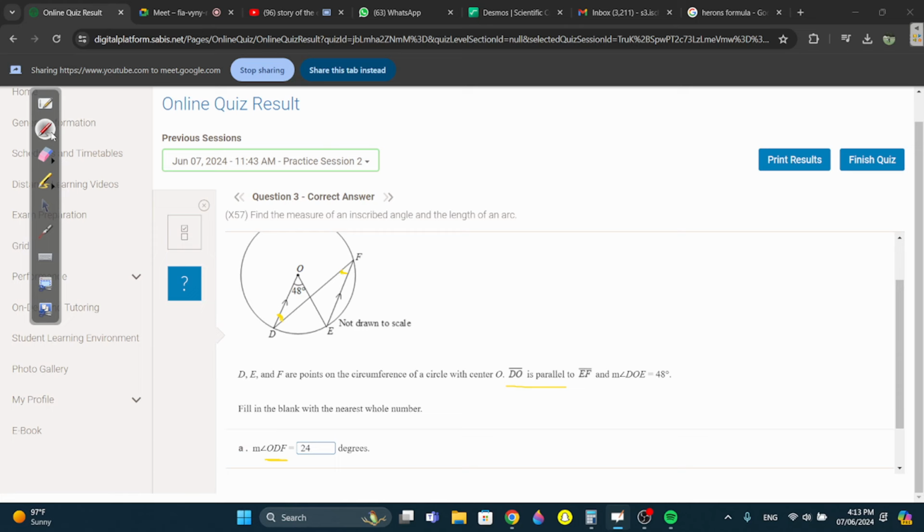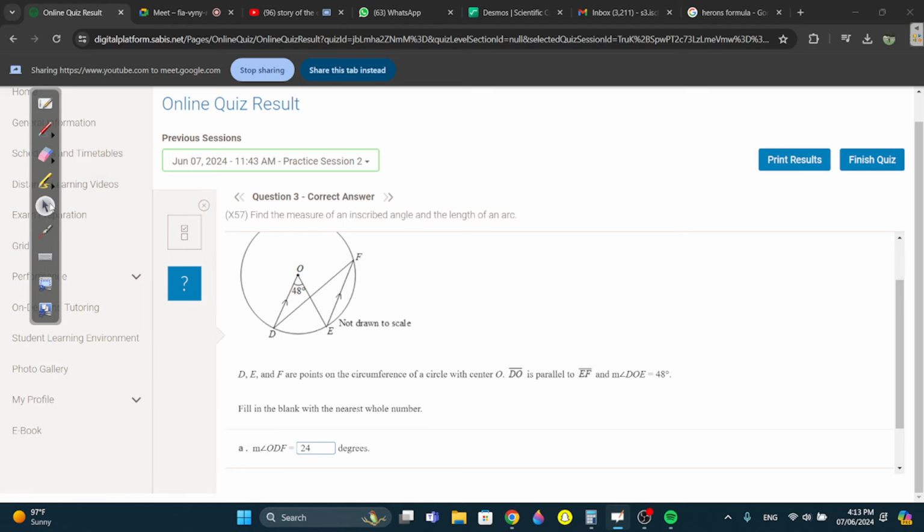Okay, and we know that this alternate interior angle here, the red one, the yellow one, is going to be half of this arc because it inscribes arc DE. And we know that this arc DE is 48 degrees because the central angle is 48 degrees. Hence, this would be 24. And since this is equal to this, this would also be 24.